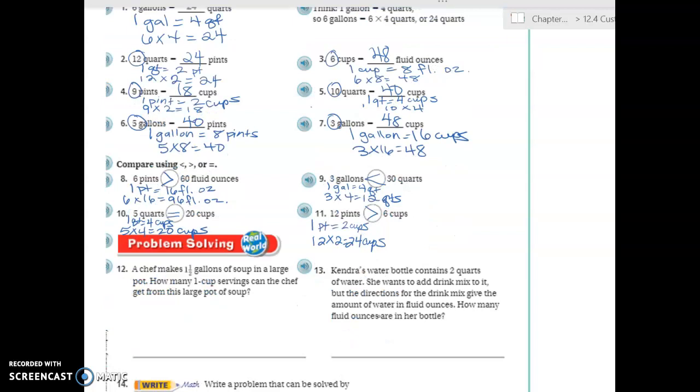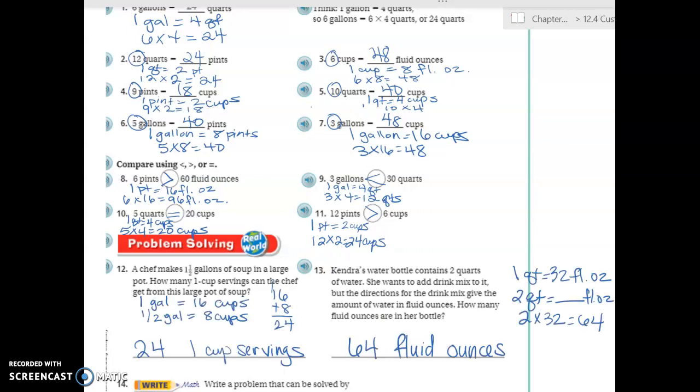Number 12. A chef makes 1 1/2 gallons of soup in a large pot. How many 1 cup servings can the chef get from this large pot of soup? Kendra's water bottle contains 2 quarts of water. She wants to add drink mix to it, but the directions for the drink mix give the amount of water in fluid ounces. How many fluid ounces are in her bottle? Go ahead and solve. Go ahead and check your answers. Number 14, we will check later.